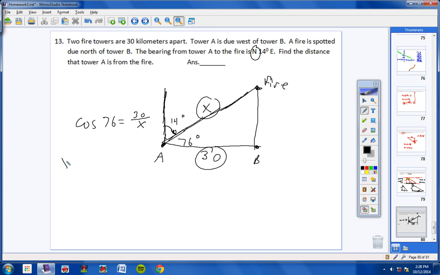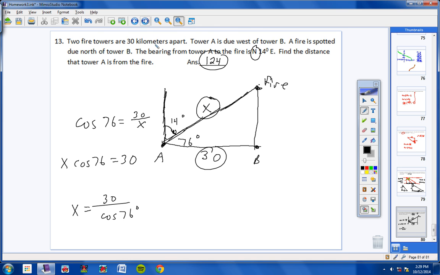Multiply both sides by x. And then divide by cosine of 76. And if you type this into your calculator correctly, you will get approximately 124. And so that is the distance here from A to the fire, or x, okay? 124. All right? Okay, one more problem and we're finally done.